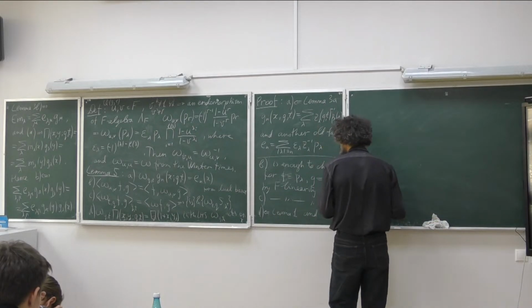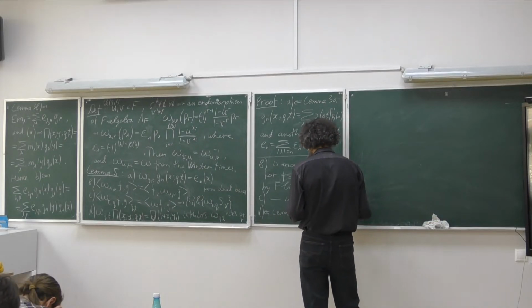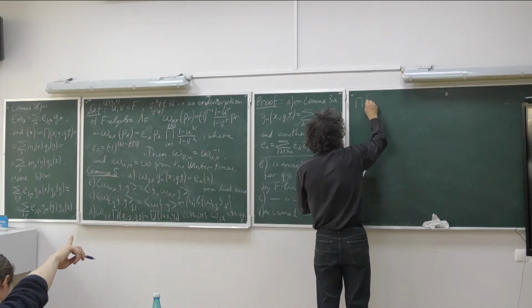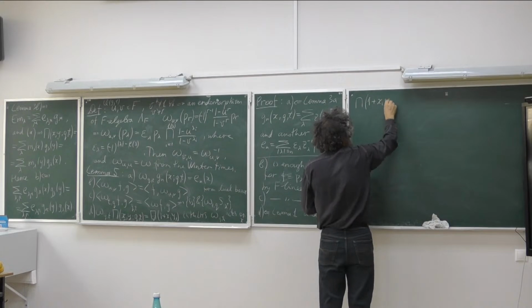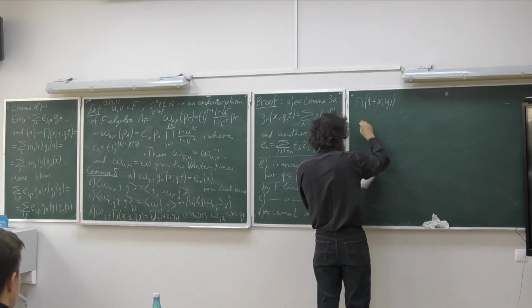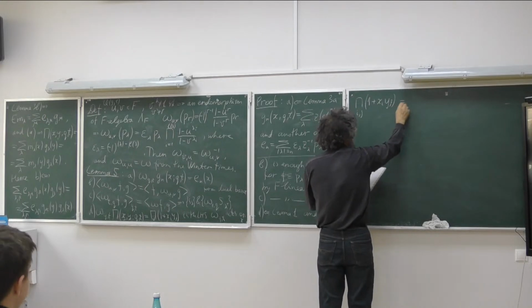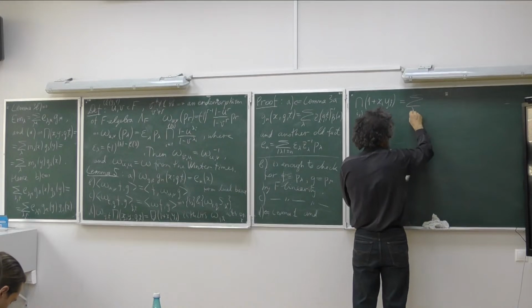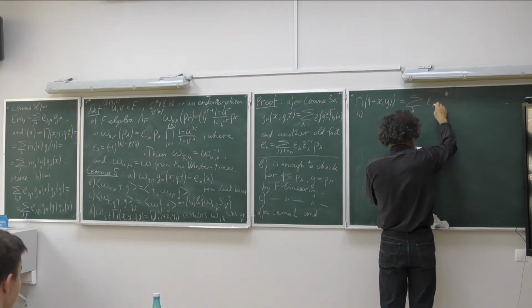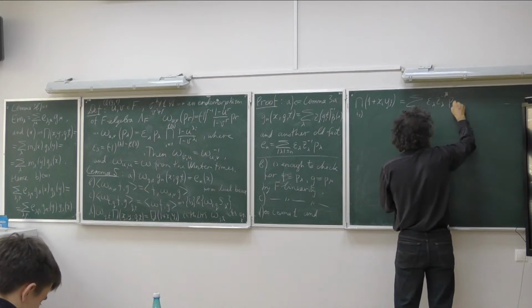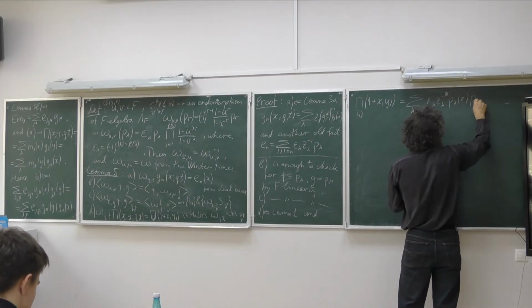Okay, so follows from lemma 1 and another old fact that the product of 1 plus x_i y_j over all i, j is equal to the sum over all lambda of e_lambda, z_lambda inverse, p_lambda of x, p_lambda of y.